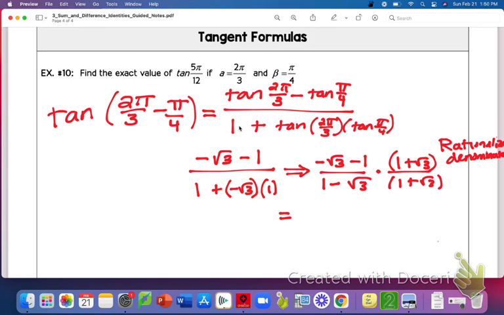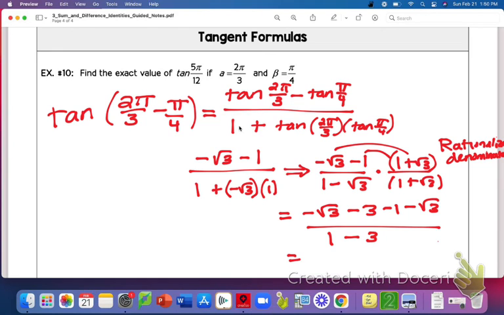And then when you multiply and FOIL that out, we get -√3 times 1 is -√3. -√3 times √3 is -3. Then we get a -1, then we get a -√3. In our denominator, the middle terms are going to cancel out, and you're just going to be left with 1 minus 3. So combining that together gets us, looks like, -4 minus 2√3 all over -2, which if I divide my numerator terms by -2, we get 2 plus √3. And there's your final example. That ends your notes.